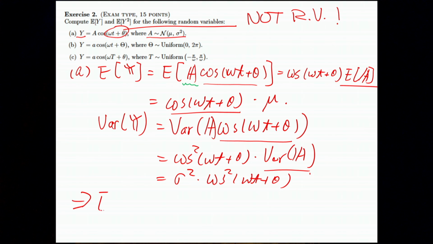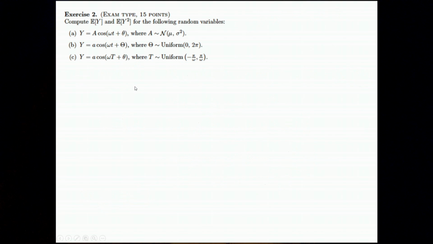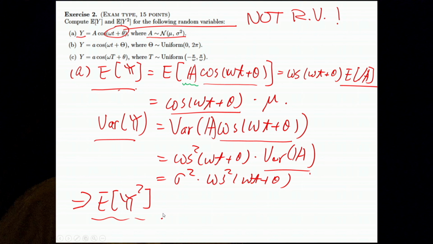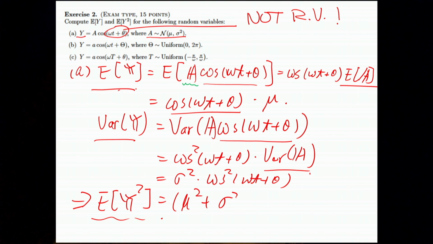So we know the expectation of y square from the expectation and also the variance. You can find the expectation of y square. So I give you the answer: mu square plus sigma square times cosine omega t plus theta.